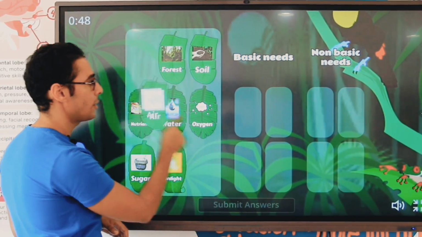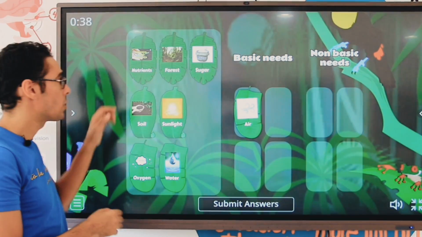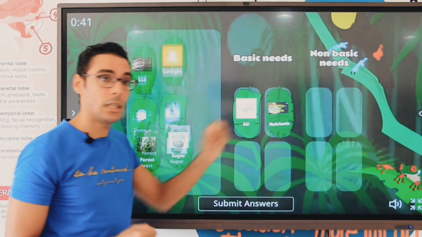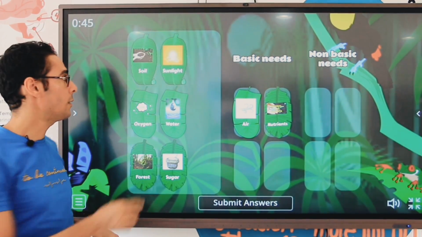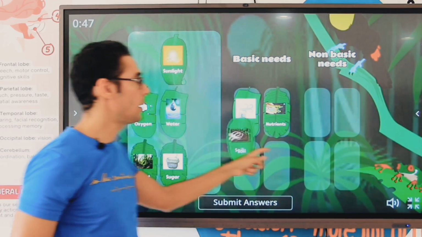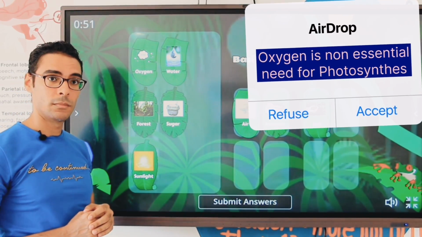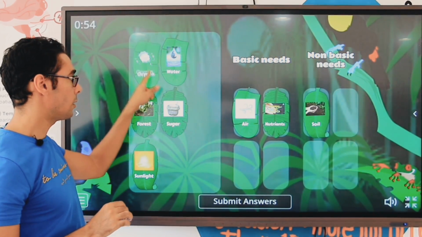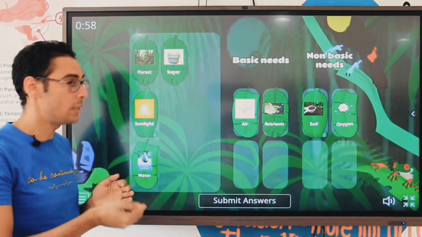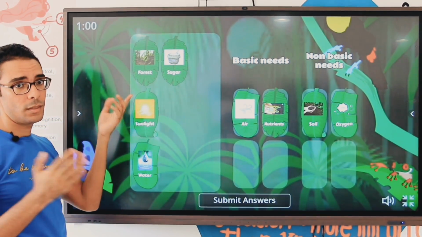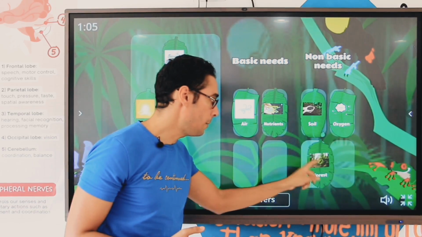Amazing. The air is a basic need of the plant. What about the nutrients? So it might be a basic need. The soil, I guess you remember from the previous activity, the soil is not a basic need for the plant. Okay, the oxygen, perfect, amazing. The oxygen is a product. It comes out, not a need. Okay, the forest, that's a place, it could be different, so it's not a basic need.